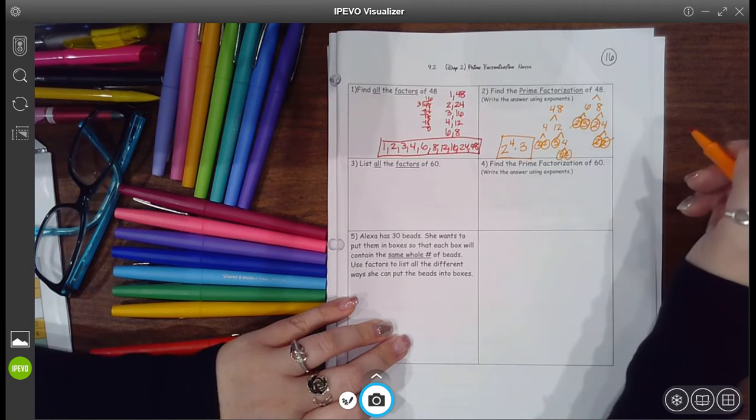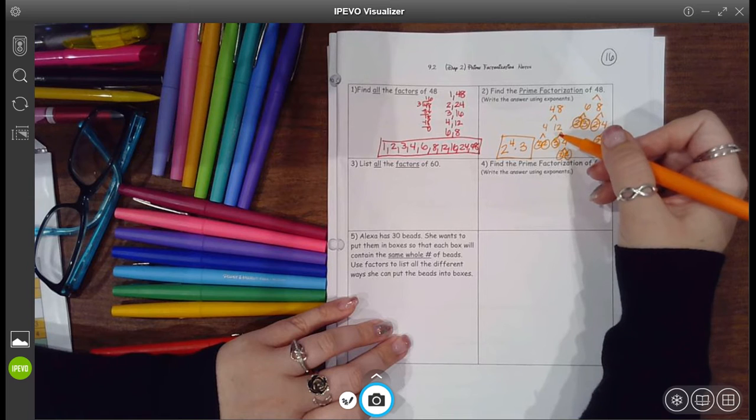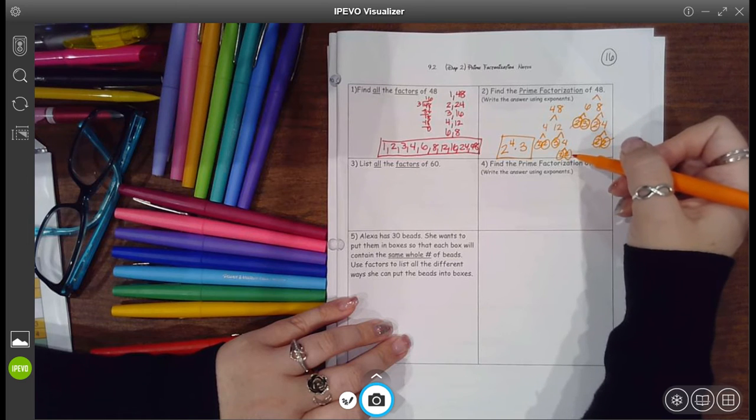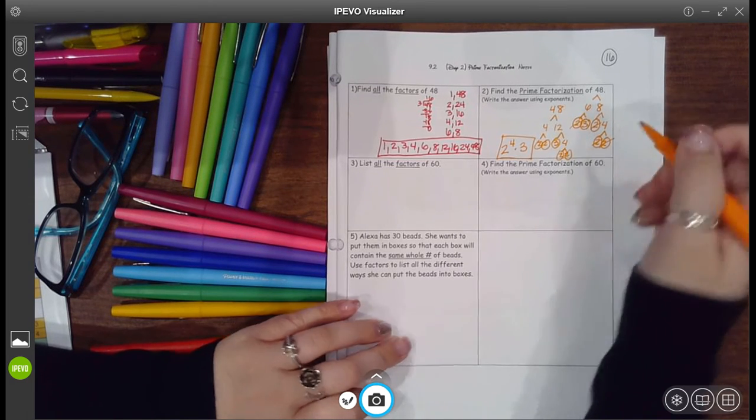Okay, there's so many different routes. You could have done 2 times 24, or even this 4 times 12, you could have done 2 times 6 instead of 3 times 4. So many different ways we could have gotten there.